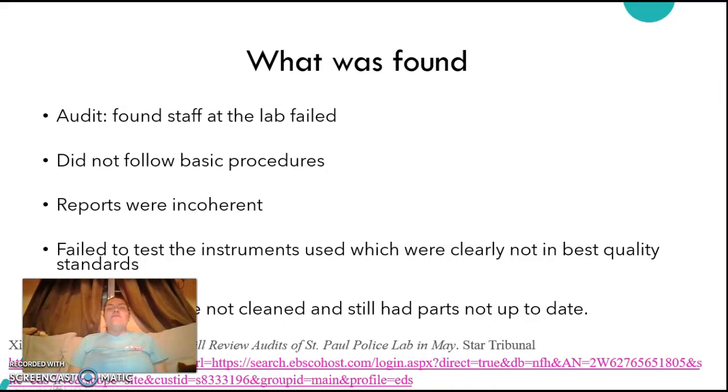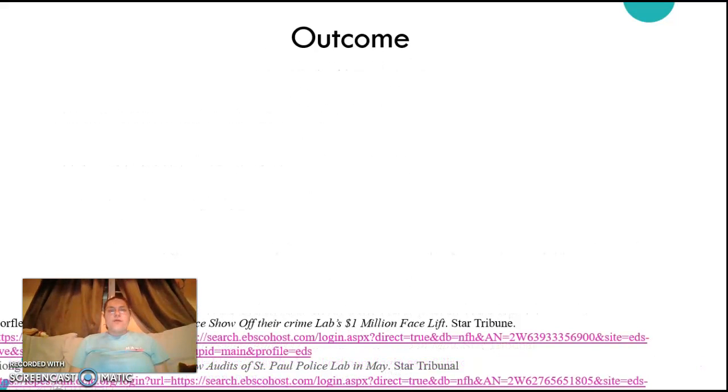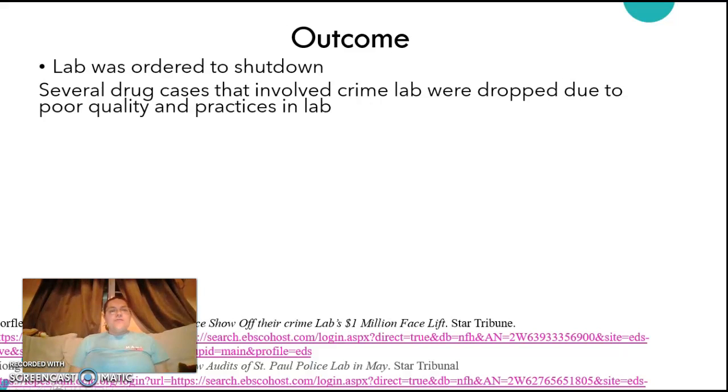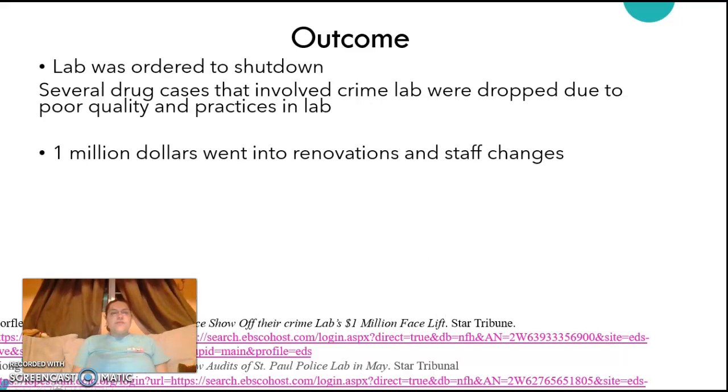These failed to follow the quality standards of ISO 17025, which states that all equipment and instruments must be clean, must follow all procedures, as well as making sure that they are tested correctly. So the outcome was that the lab was ordered to shut down, and several of the drug cases that involved the crime lab were dropped due to the poor quality and practices in the lab.